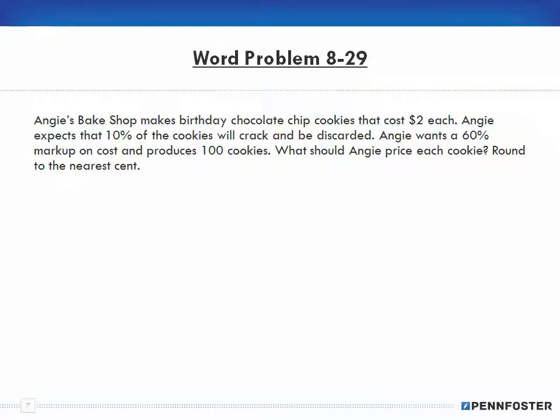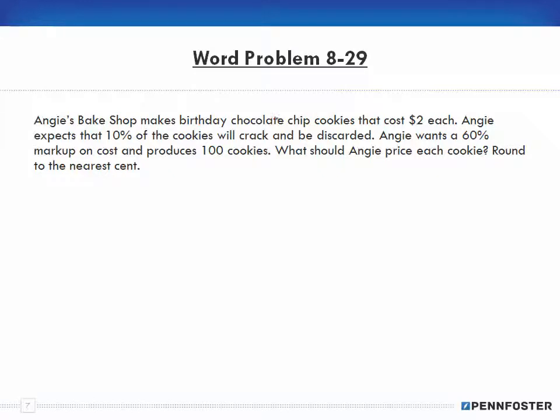8-29. Okay, it says here, Angie's Bake Shop makes birthday chocolate chip cookies that cost $2 each. Angie expects that 10% of the cookies will crack and be discarded. Angie wants a 60% markup on cost and produces 100 cookies. What should Angie price each cookie?